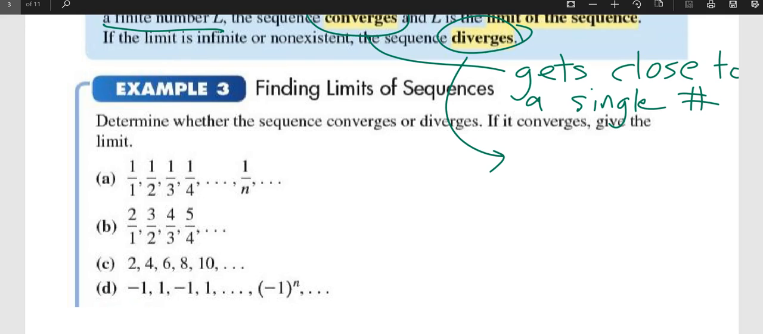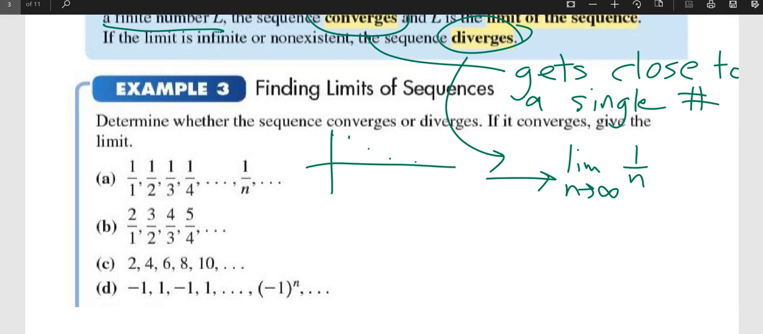Determine whether the sequence converges or diverges. Okay, let's look at A. We got 1, 1/2, 1/3, 1/4. So what you should see if you were going to graph this is that we're getting closer. Are we ever going to get to 0? I hope you know the answer is no. So is this converging? Sure. Take the limit as n goes to infinity of 1 over n. We've talked about how it's getting closer and closer to 0. It's converging to 0.